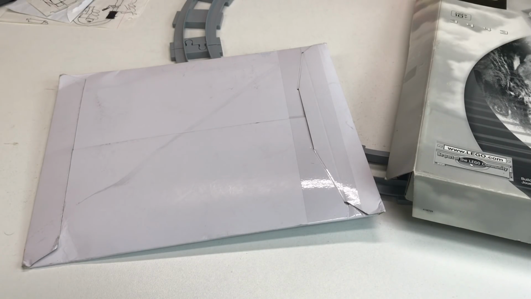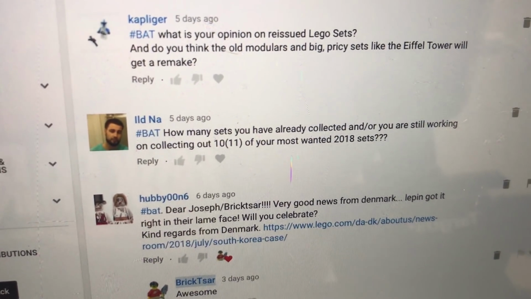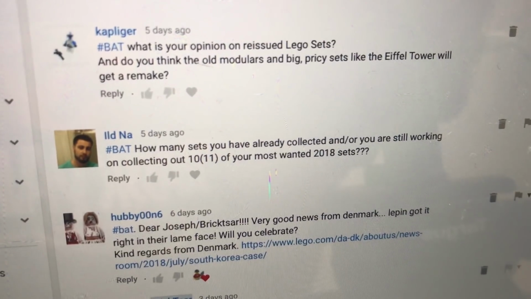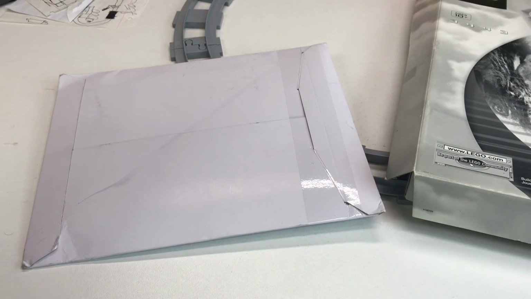All right, so another question is from Ildna, who says, how many sets have you already collected or still working on collecting of the 10 of 11 most wanted sets of 2018? I do have all but one, and the one I have all the bricks for, just not all the special elements. So everything on that list we have, and we are working on set 810, which is behind me in a box.